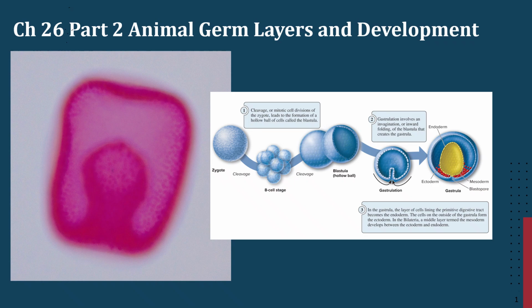We started out chapter 26 learning a little bit about the broad characteristics of animals. We talked about how they move a little bit. We talked about some of the big categories. We talked about some of our body plans that we see in our animal groups. The next thing that we're going to talk about are germ layers and development.